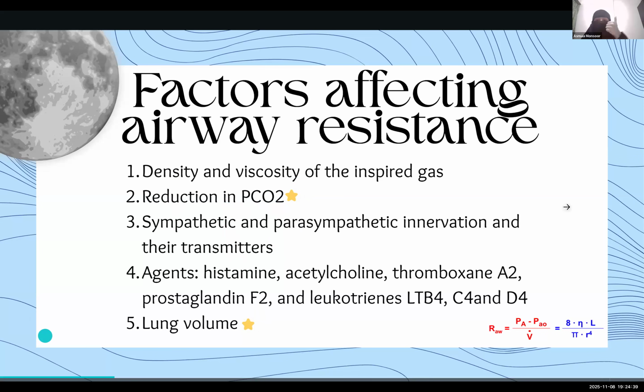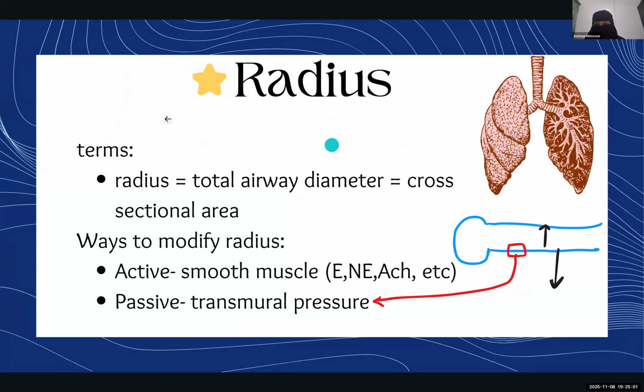But for now, density, partial pressure of carbon dioxide, radius of the bronchi, which is affected by sympathetic and parasympathetic and also other chemical substances. And the fourth one was lung volume, all right? Just keep this in mind. Now let's come to the important topic, which is radius, which is super important for the exam. So come on, let's pay attention.